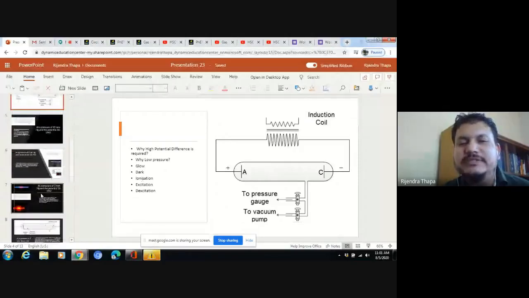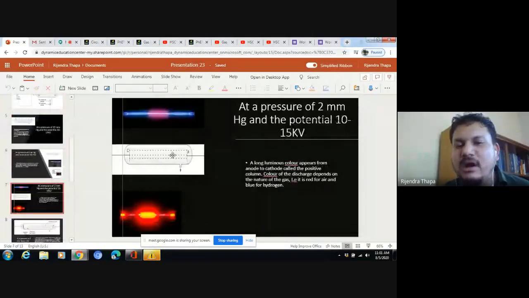When the pressure in this discharge tube is around 2 mm of Hg, a long luminous column appears from anode to cathode, and this long luminous column is called the positive column. The color of the discharge depends on the nature of the gas. It is red for air and blue for hydrogen. So a long luminous column starts from anode to cathode at a pressure of 2 mm of Hg.